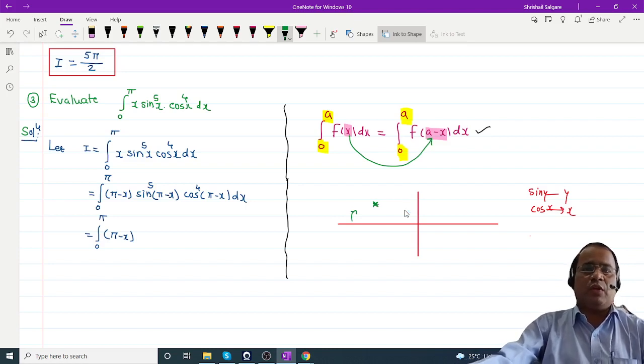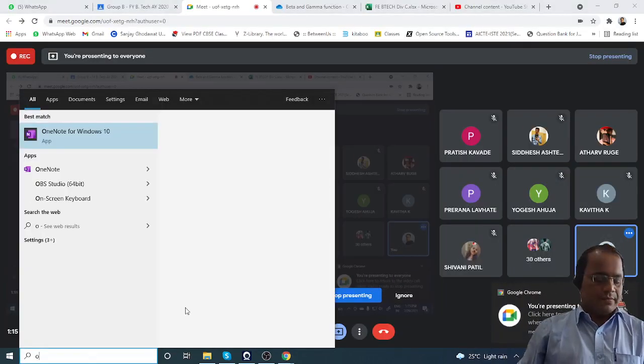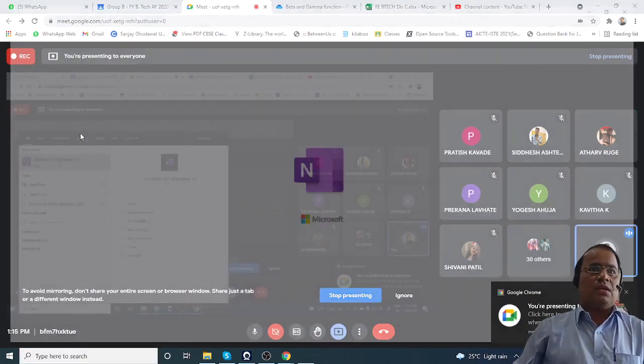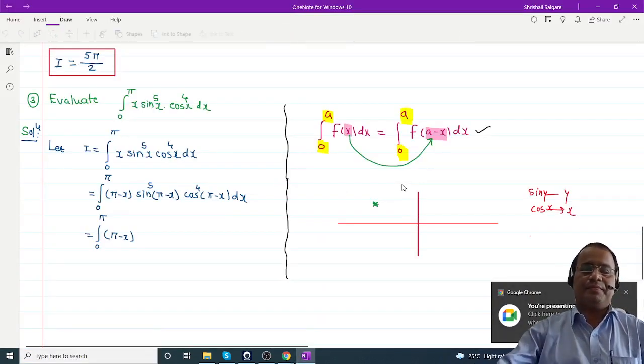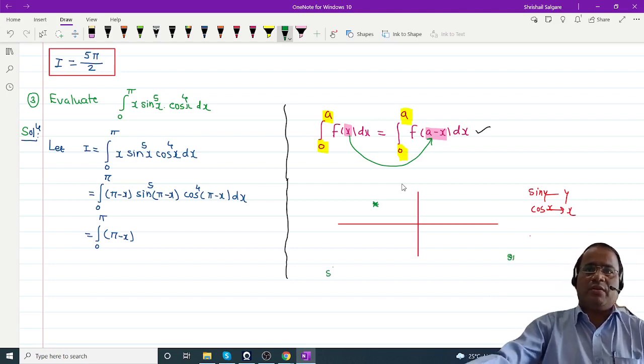Sin x. In the same manner, what is the value of cos of pi minus x? Minus cos x. Okay, one by one I will write. So first one, sine of pi minus x.